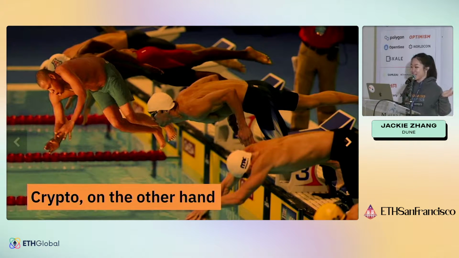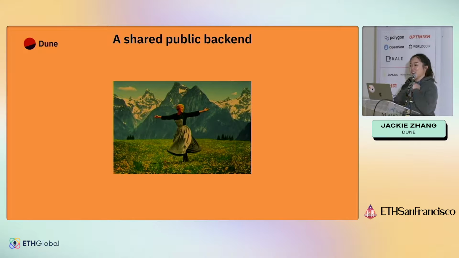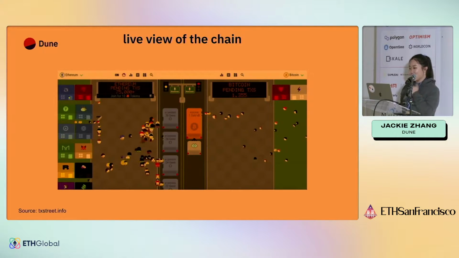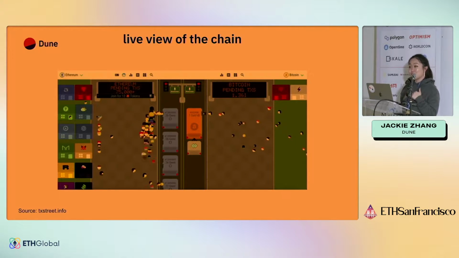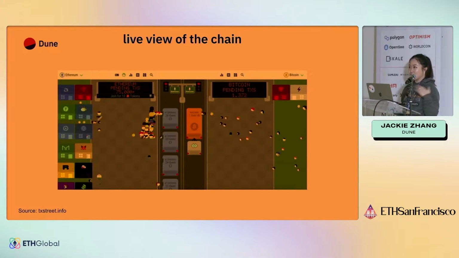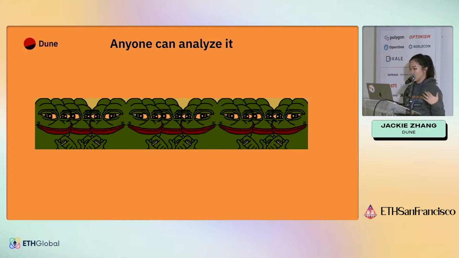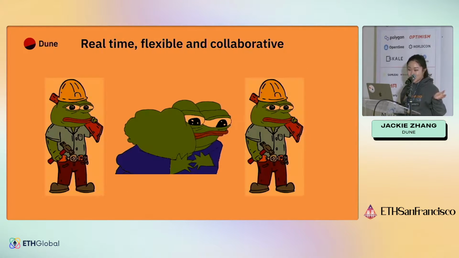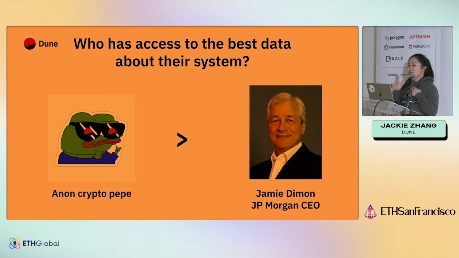Crypto, on the other hand, has a shared public backend, right? And we're able to have a live view of the chain, so it's real time. You can see exactly what is happening with all the transactions. Anyone can analyze it, real time, flexible, and super collaborative. We're all building toward the same goal. It's a super open, collaborative system, and everyone's building on top of each other, in real time.